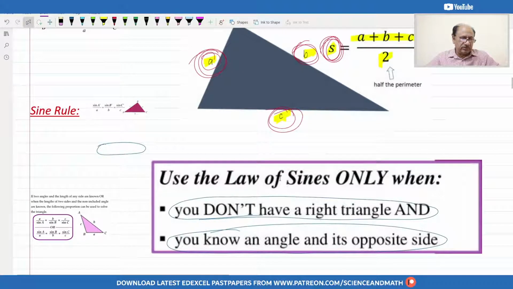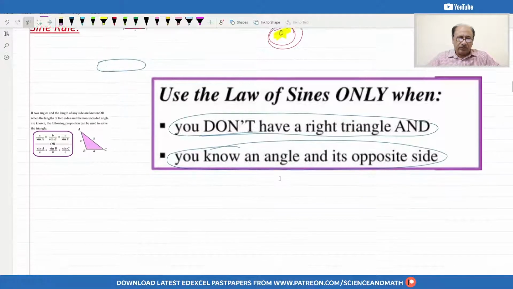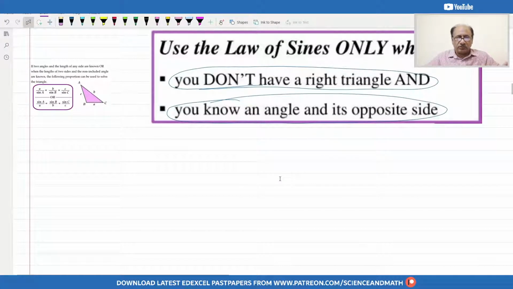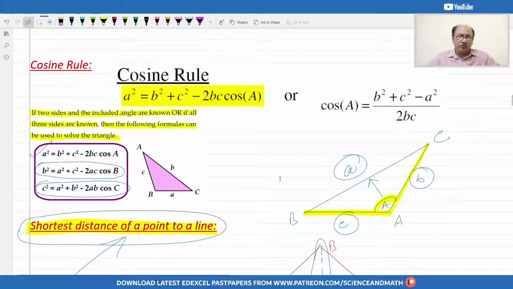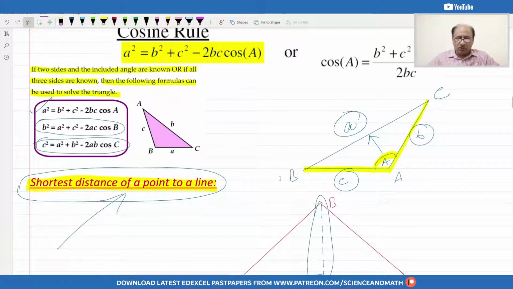Plus we discussed what the sine rule is, how we apply it, and in which situation we apply it. And we discussed finally the cosine rule also, in which situation we have to apply it and how we apply it. So these things we covered.